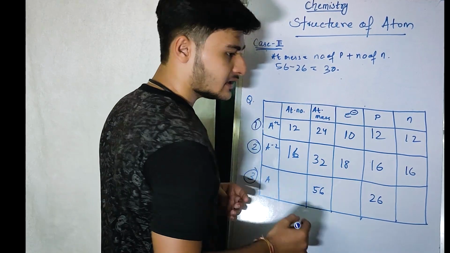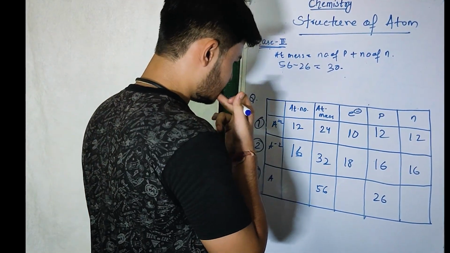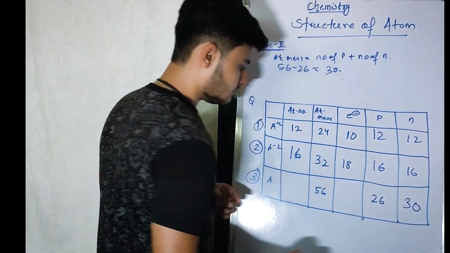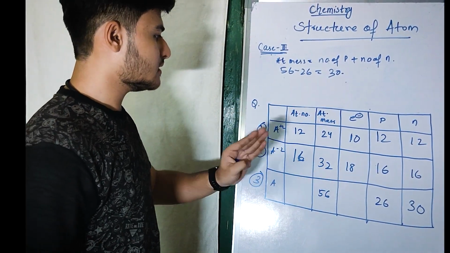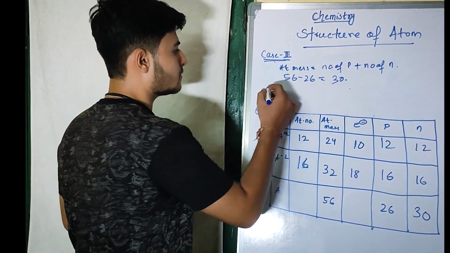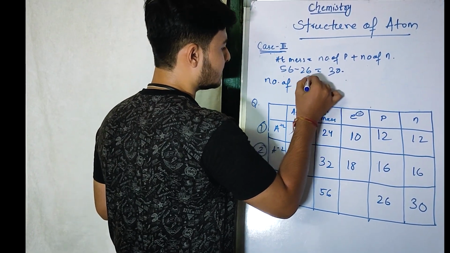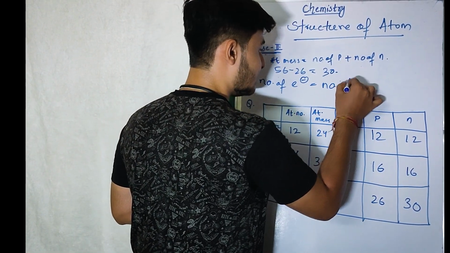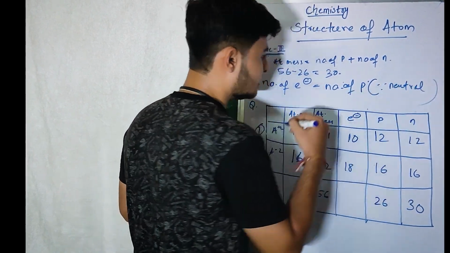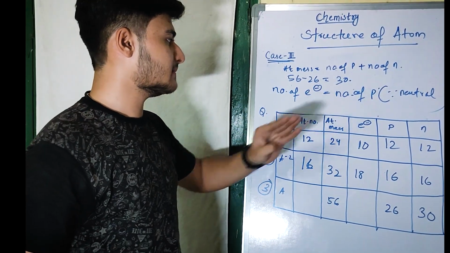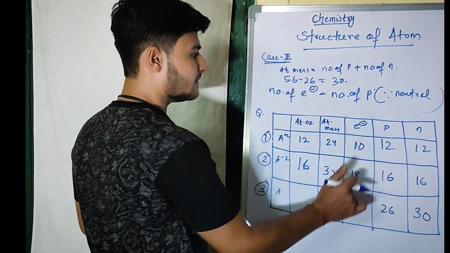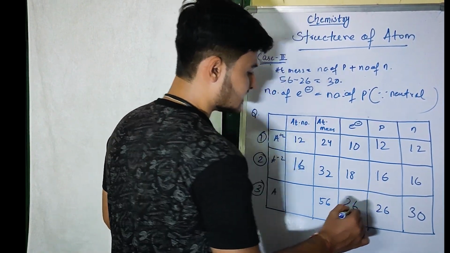So we have the number of neutrons as 30, and for the electrons, it is a neutral atom case. In a neutral atom we have the formula: number of electrons is equal to number of protons. It is only applicable for a neutral atom, not for any kind of atom. We don't have the number of electrons, but we have the number of protons, so the electrons can be written as 26.